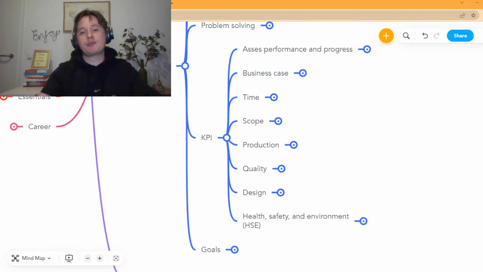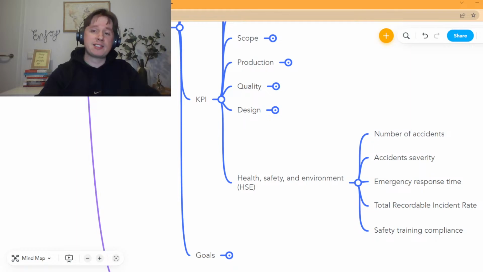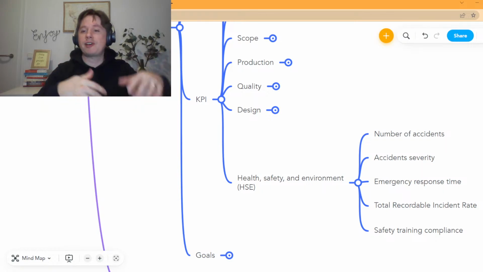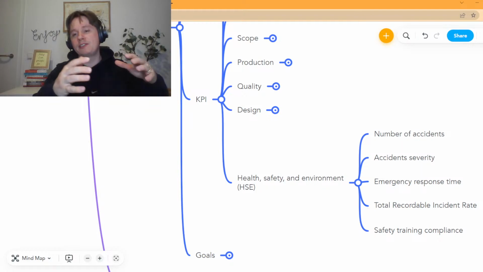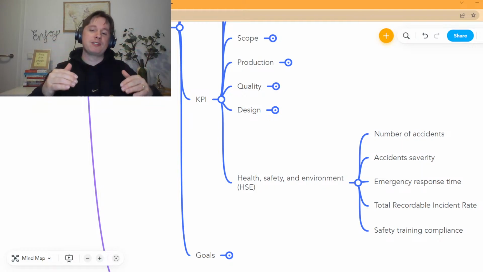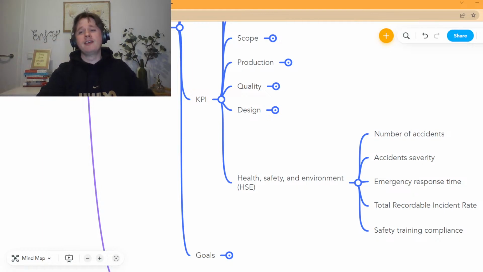And you can have other types of KPIs, even health, safety, and environment. If you are working on construction projects, like number of accidents, accident severity, emergency response time. If you have an emergency, how fast you can react to it on your construction site. You can have total recordable incidents. The more incidents you have, the higher the chance of an accident. So a lot of companies record incidents and try to limit them, because if you reduce the incidents, statistically you are also going to reduce the number of accidents. You can have other KPIs like safety training hours and a bunch of other stuff.